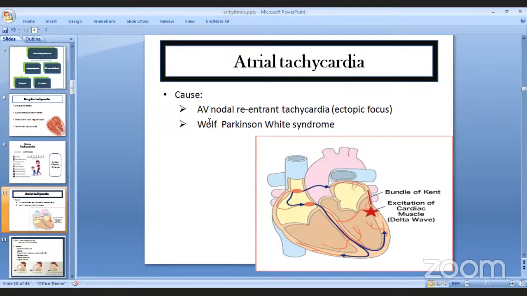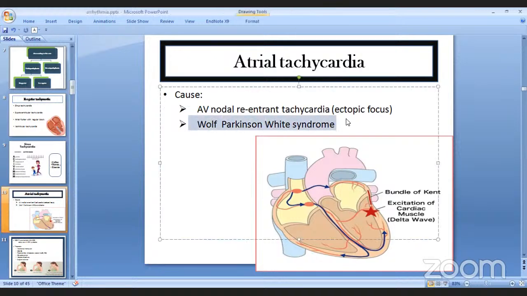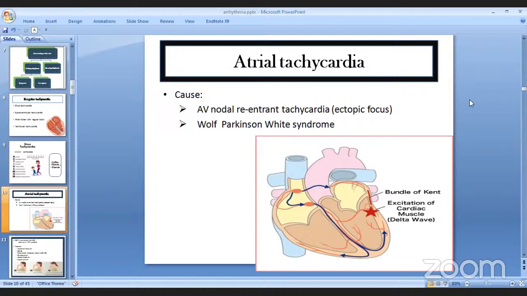And there is one more thing over here, one more cause, Wolff Parkinson White syndrome. It is very important, this syndrome. In this there is an abnormal pathway between the atria and the ventricles. An abnormal pathway forms, and this pathway is also known as the bundle of Kent. Remember this name, bundle of Kent, abnormal pathway.